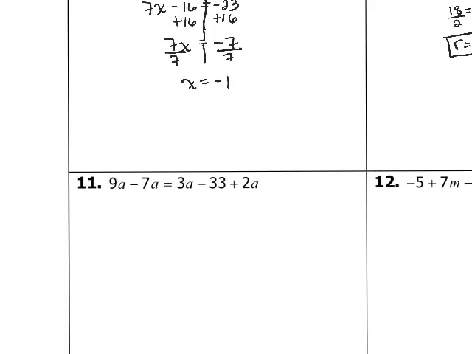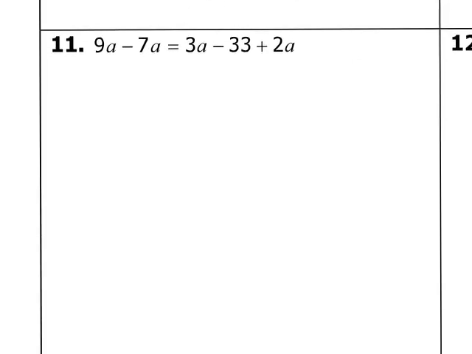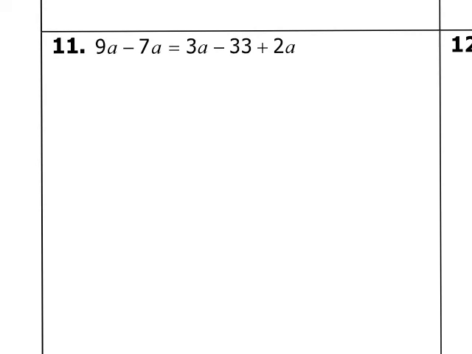Okay, you know the drill. Pause it. Make sure you work it on your own as much as possible. Then unpause it and see how you're doing. First step, combine like terms. We have more like terms to combine this time. 9a and negative 7a can be combined together to make 2a. And then 3a and 2a can be combined together to make 5a.